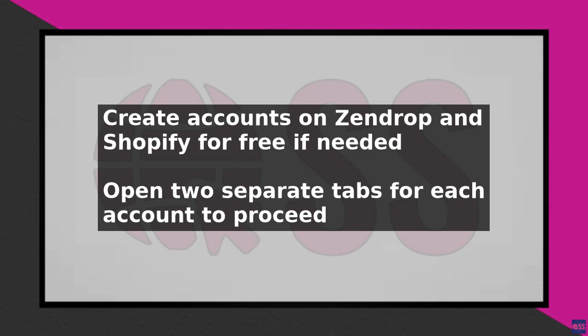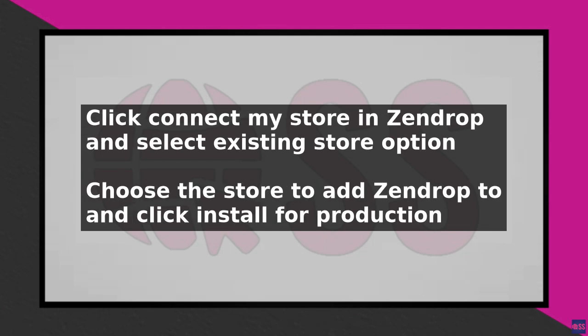Next, go to your Zendrop account and click on Connect My Store in the top left corner. You'll be presented with a few options: claiming a free custom-built store, building your own store, or connecting an existing store. Since you already have a store, select the option to connect an existing store and click Continue.